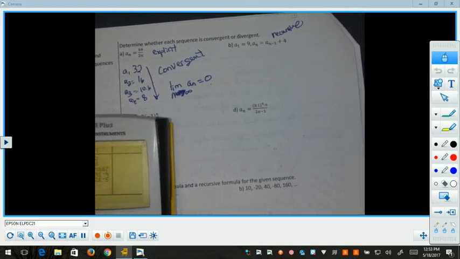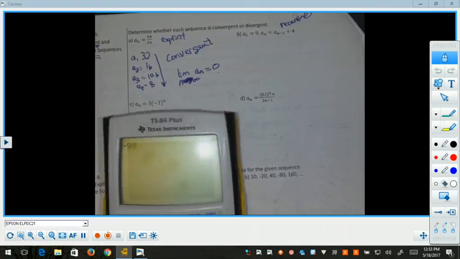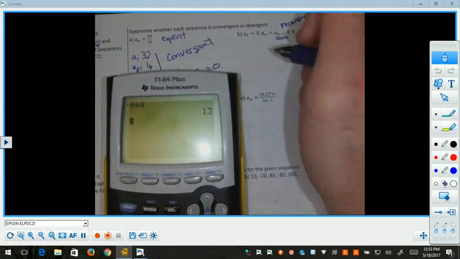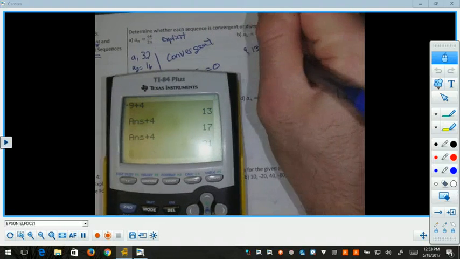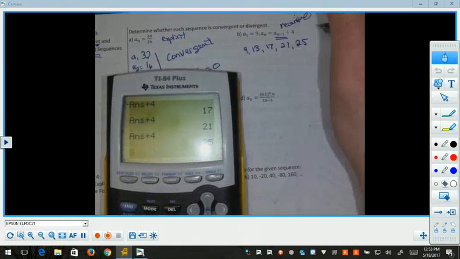I'm not going to use my table to get this one because this is recursive. So I'm actually going to use my calculator by plugging in the first value of 9. And then it says take the previous term and add 4. So I had 9, 13, 17, 21. These just keep going up by 4.